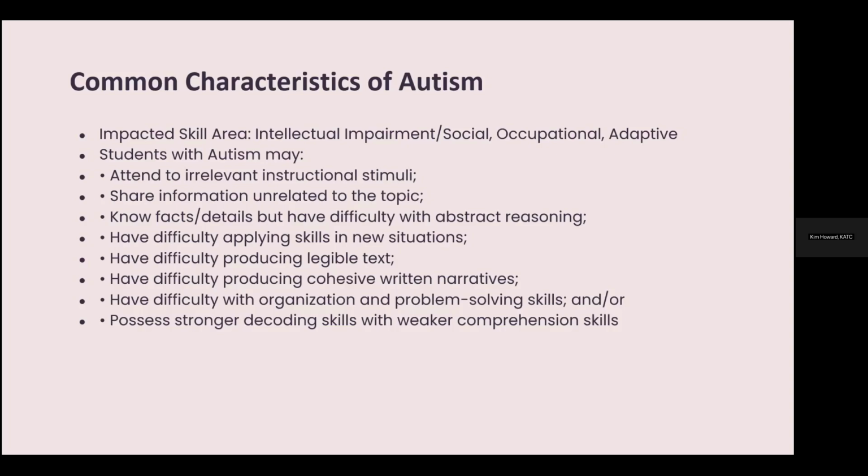Knowing the facts and the details, right? They know all the facts and all of the details, but abstract reasoning or abstract thinking may be a major challenge for them. They may have difficulty applying the skills that they have in a new situation. So they know how to do it in your classroom, but when they go up to the gen ed classroom, they may have a big struggle performing that same exact skill, just in a new setting with new people. Handwriting definitely can be an issue for our students with autism.